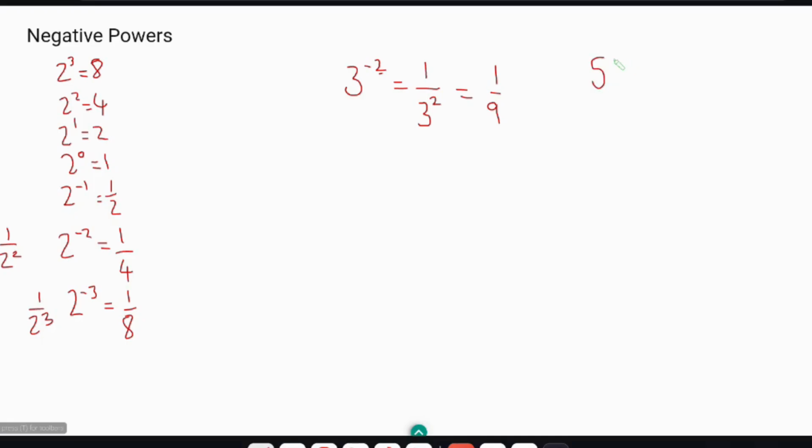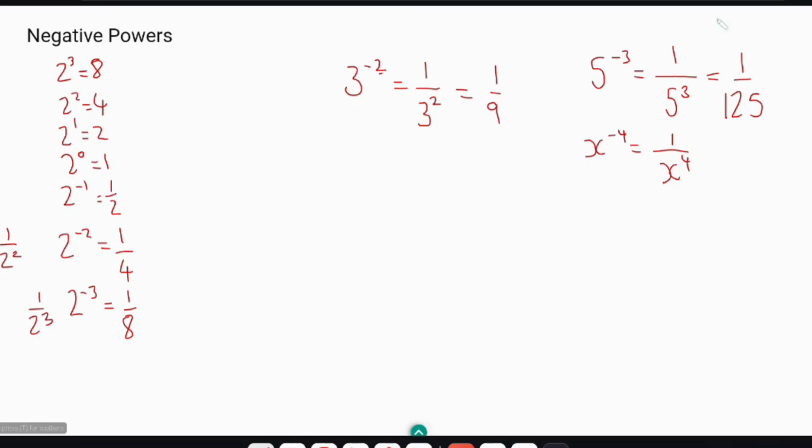Let's just do a few more. So 5 to the power minus 3 would be a fraction with 1 at the top and 5 cubed at the bottom, which is 1 over 125. Okay, so what would x to the power minus 4 be? It would be a fraction with 1 at the top and x to the power 4 as the denominator.